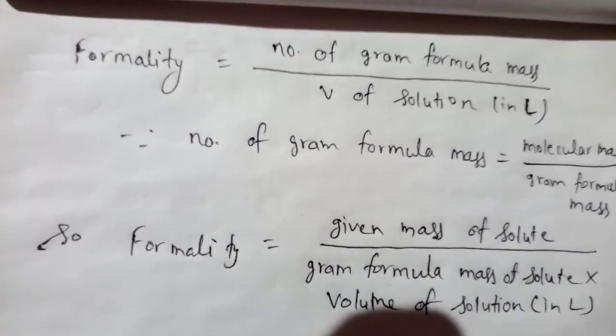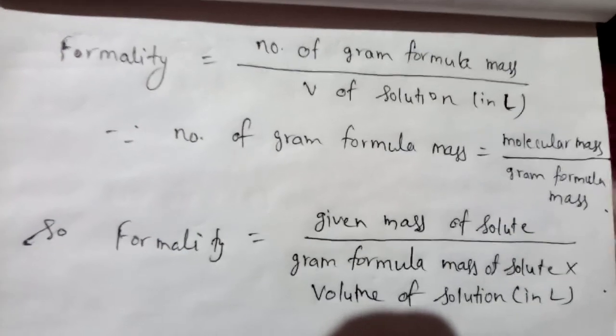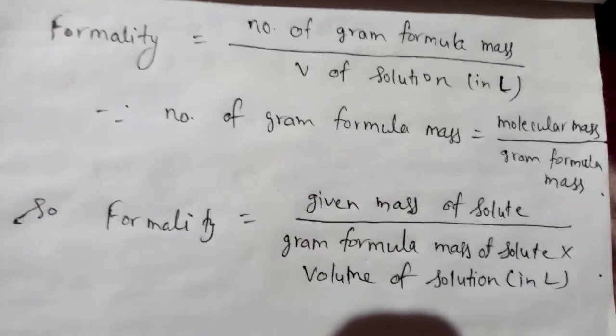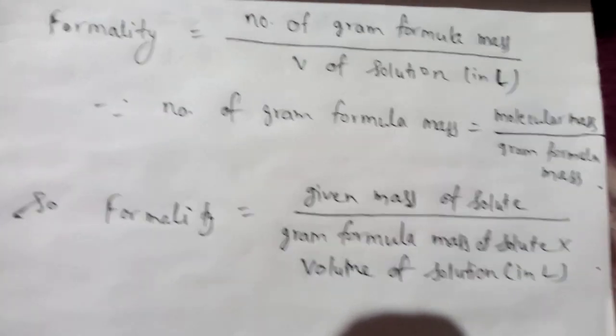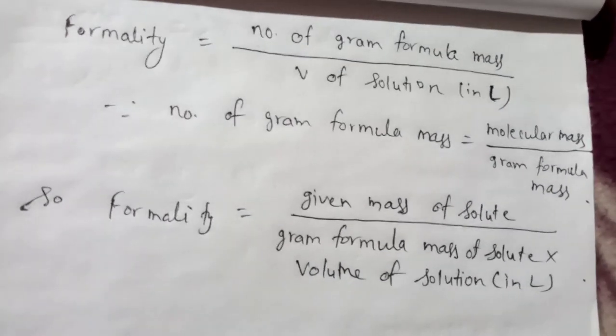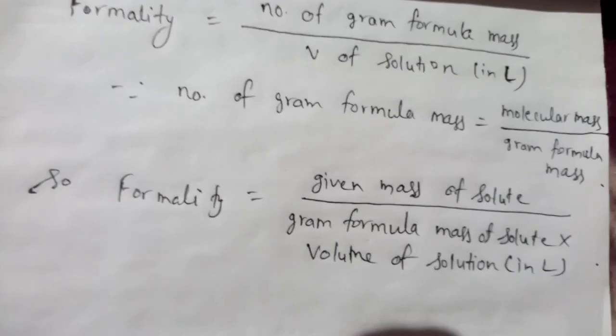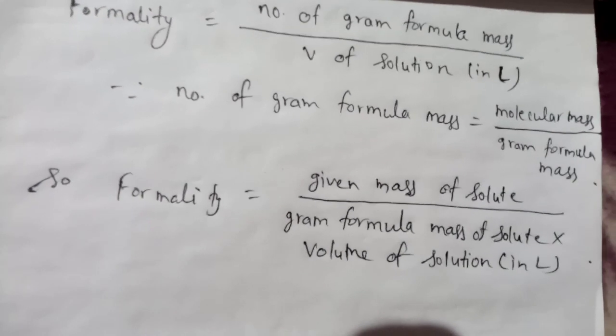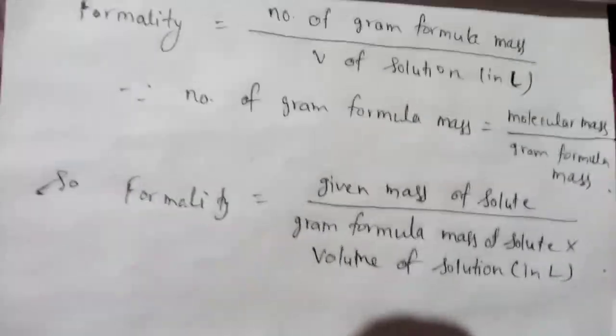So formality of solution is equal to number of gram formula mass divided by volume of solution in liter. Since number of gram formula mass is equal to given mass by gram formula mass, so formality is equal to given mass of solute divided by gram formula mass of solute into volume of solution in liter.